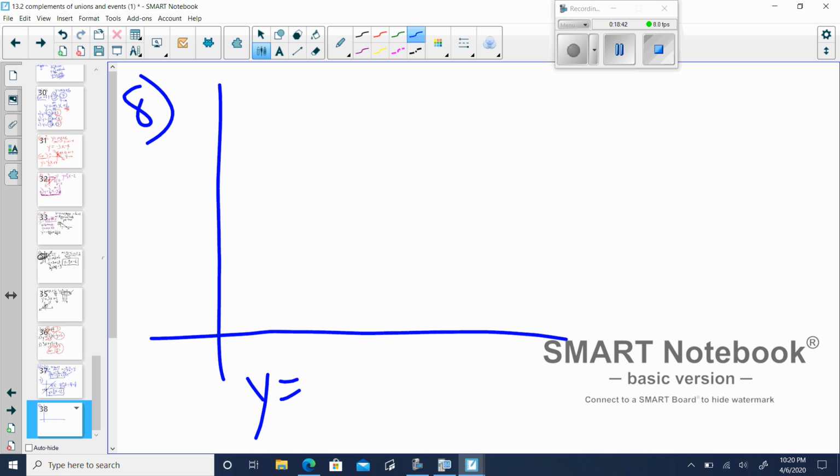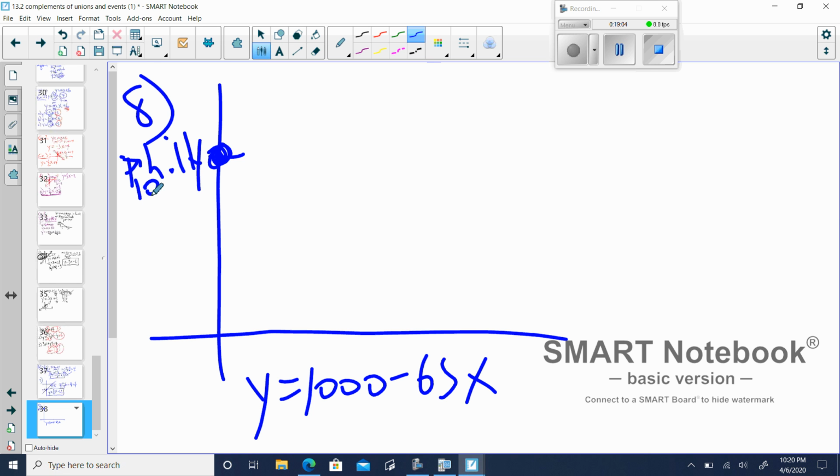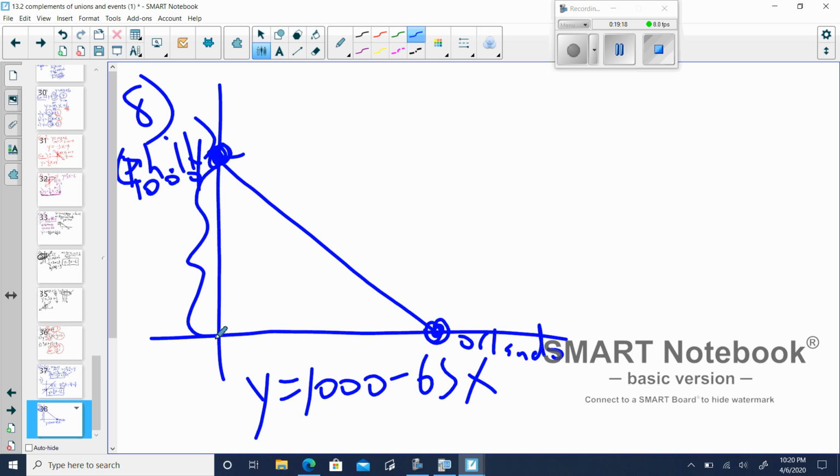So we have 1,000 minus 65x, and we're talking about distance remaining in their trip. That means they start out 1,000 miles from their destination. They're going from Philly to Orlando. So essentially, right here, Philly is 1,000 miles away, and once we get down here, this is Orlando, because it's 1,000 miles from Philly to Orlando, and we're going 65 miles an hour.